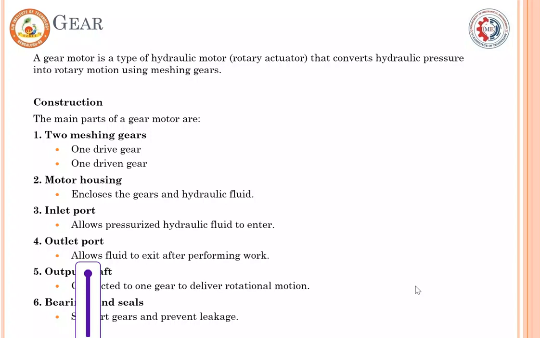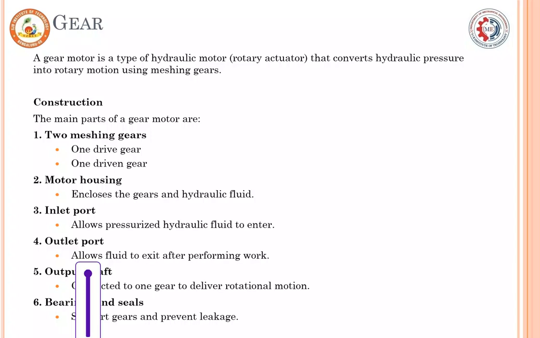Good morning, students. In continuation with respect to module 3 contents, we will discuss the different types of gears, how gears help in transmitting motion from one place to another, and also work as an actuator in the hydraulic motor. A gear motor is a hydraulic motor that converts hydraulic pressure into rotary motion using machine gears. By using machine gears, we are able to generate the required motion.